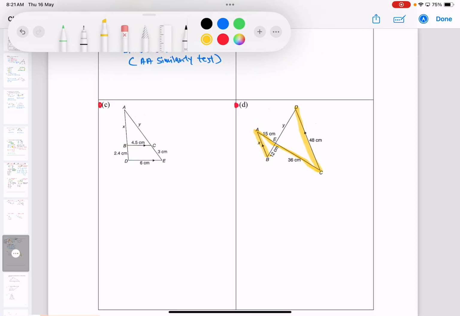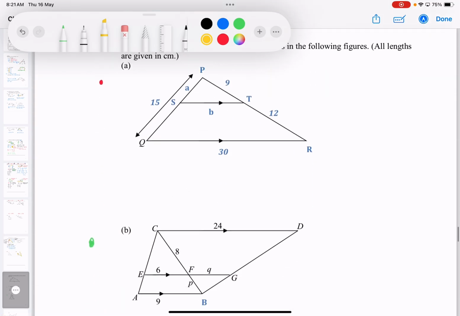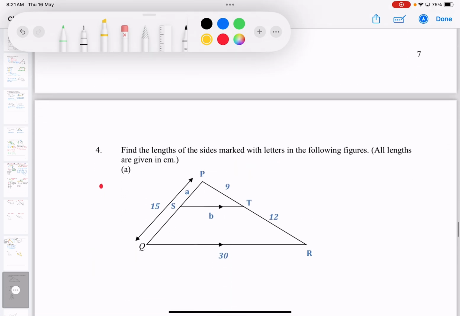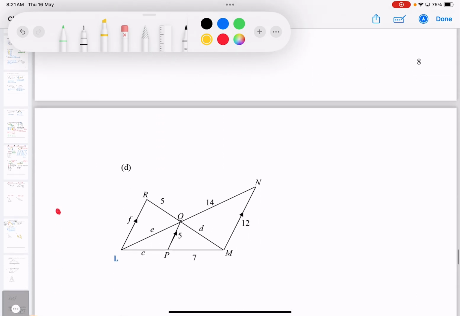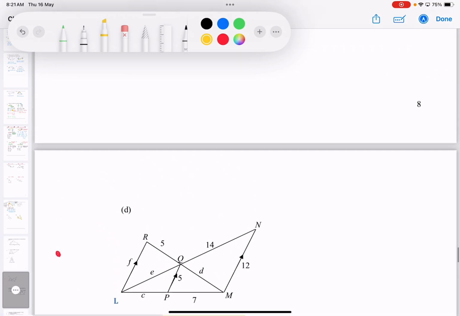Alright, so question 3, the entire question, I plan to go through, but no time. Go back and do it. I'll upload the answer on Google Classroom. Go and check yourself. I just want to go through maybe one of them. Maybe part A is still quite simple. Let us be a little bit ambitious. Let's go to part B.